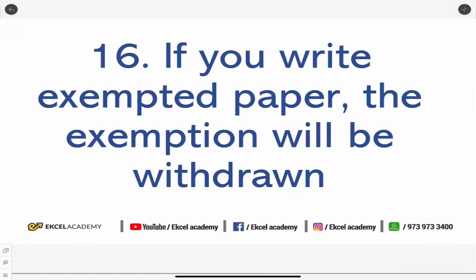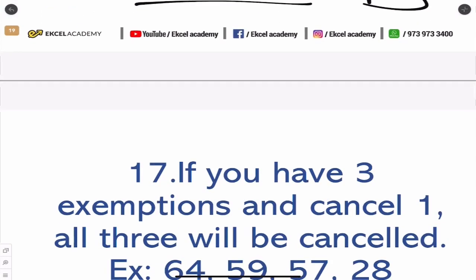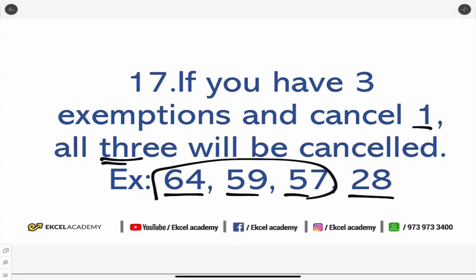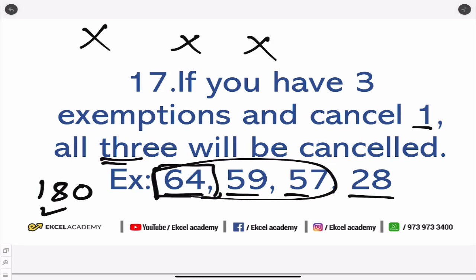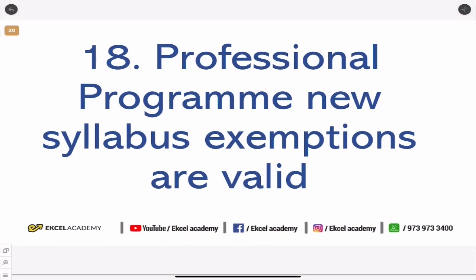Now, if you write any exempted paper, the exemption will be withdrawn. So if as per your admit card ILGL is exempted for you, but you go and write it, you will not be getting the exemption. If you have 3 exemptions and you cancel one of them, then all the 3 will be cancelled. For example, if you get 64, 59, 57 and 28, these 3 together will come to 180, and they would have given you exemption. Now if you take exemption from any one subject, they will cancel all the 3 exemptions. So please be careful if you are having exemption for more than one subject. We don't cancel it without your knowledge.